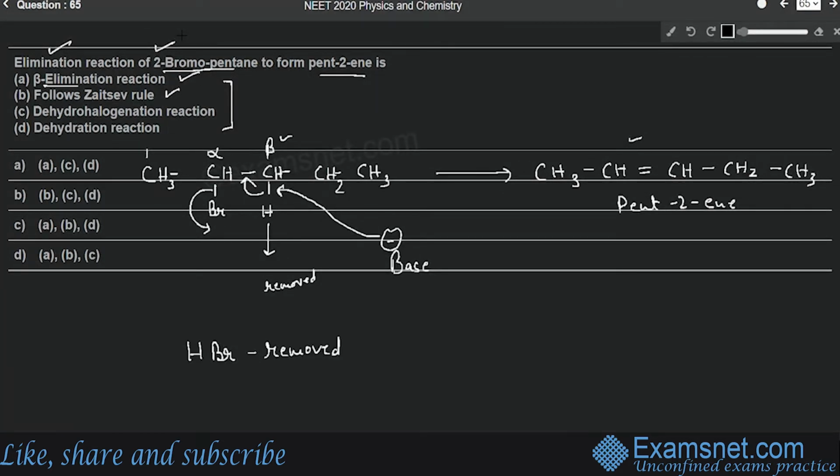Now the third one is dehydrohalogenation reaction, that means removal of hydrogen halide. So here you can see that hydrogen bromide is removed. So this is a hydrogen halide. So yes, this is also a correct statement. And the last one is dehydration. That means removal of water molecule. So is a water molecule removed here? No. So it is not a dehydration reaction. That means only A, B and C will be correct. So option D will be the correct answer.